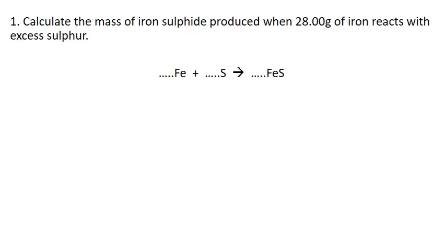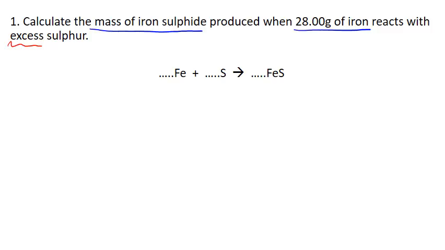In our first example here, we're being asked to calculate the mass of iron sulfide produced when 28 grams of iron reacts with excess sulfur. So the iron sulfide is the FeS on the right hand side of the equation. Obviously the iron is the Fe and the sulfur is the S, and we're being told here that we have an excess. This just means that more of the sulfur is being used than is actually needed for the reaction, and that just means that all of the iron will react.